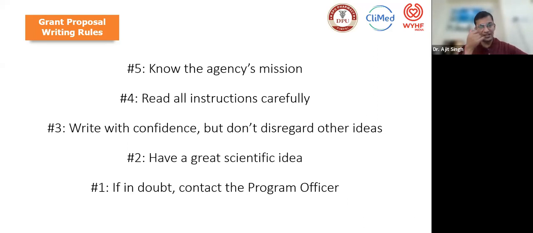Then of course you should have a great scientific idea, and a great scientific idea comes from conferences, research, lectures, friendly discussions, people discussions, and from the literature, from the media, from the news, anywhere. Then write with confidence, but don't disregard other ideas. You should be confident in your idea, but you should not disregard others' ideas, right, guys? Then read all the instructions carefully, as I told. Know the agency's mission. That we have also discussed. So these are the major 5 grant proposal writing rules.